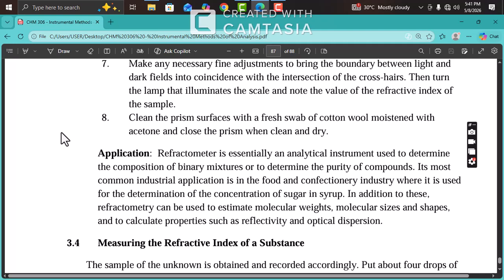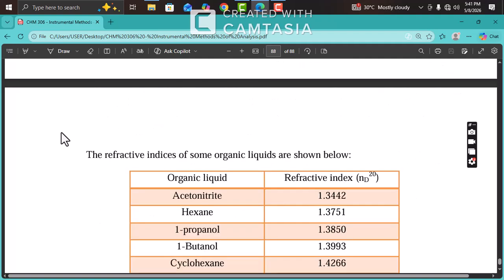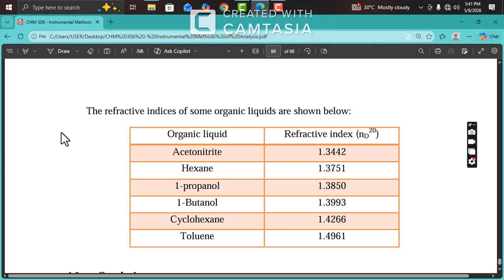In addition to this, refractometry can be used to estimate molecular weights, molecular sizes and shapes, and to calculate properties such as reflectivity and optical dispersion. So it has wide applications, but as I told you, it is a very common analytical technique in the food industry. In fact, some people are employed just because of this. They handle these kinds of analysis in the industry.